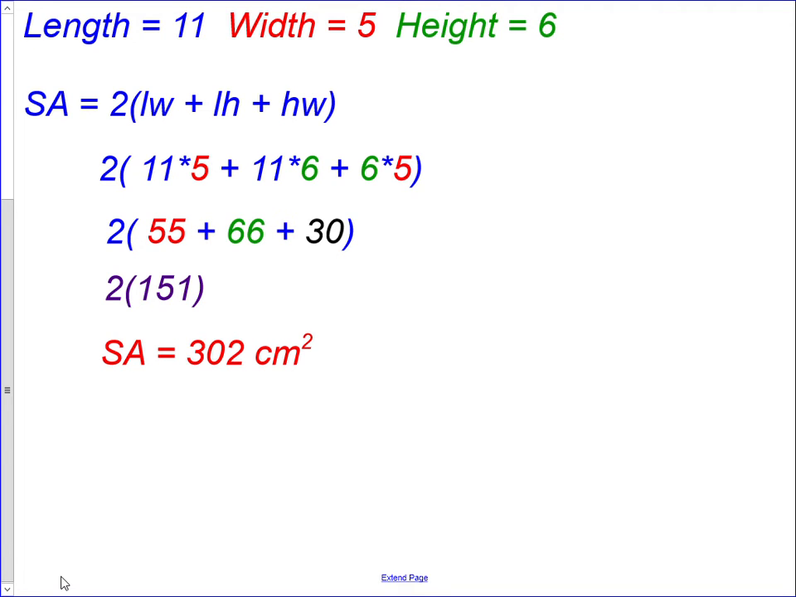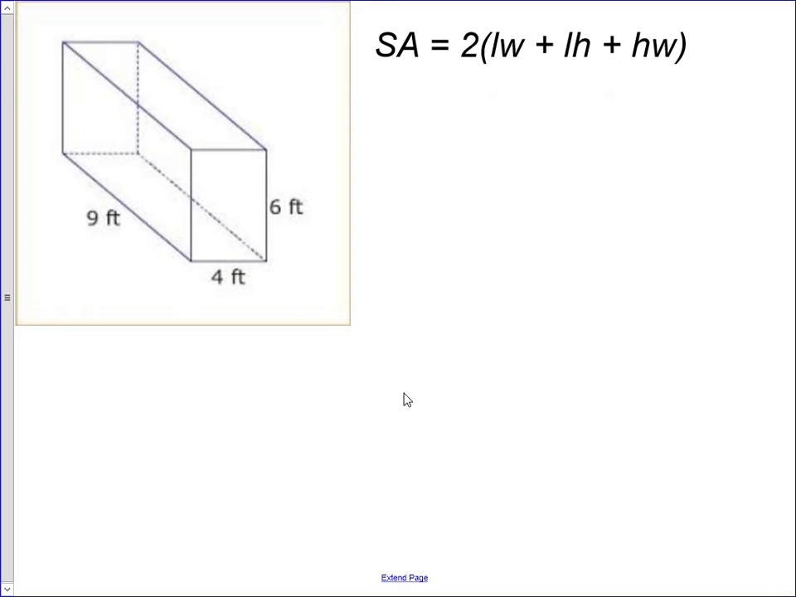Let's take a look at one more example before we move on today. On this one, we have a rectangular prism. It has a length of 4, a width of 9, and a height of 6. So let's go ahead and plug it in, and when we plug it in, we see that we have 2 times 4 times 9 plus 4 times 6 plus 6 times 9. Remember, we got those from length times width, length times height, height times width.